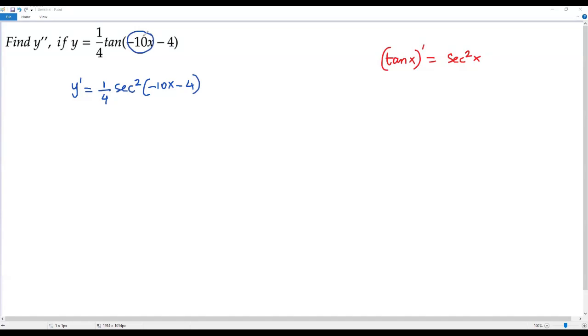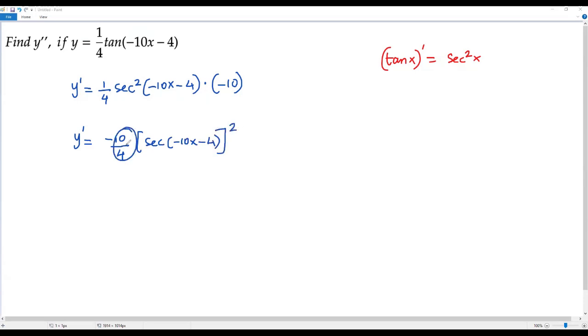In this -10x, the variable x is multiplied by the constant -10. So when I find the derivative, I have to keep -10 as it is. The derivative of x with respect to x is just 1, so -10 times 1 becomes -10. And the derivative of this constant is 0. Now y prime equals, multiplying the -10 and the 1 over here, 1 times -10 is -10 over 4, and this secant squared of (-10x - 4) can be written as secant of (-10x - 4) the whole squared.